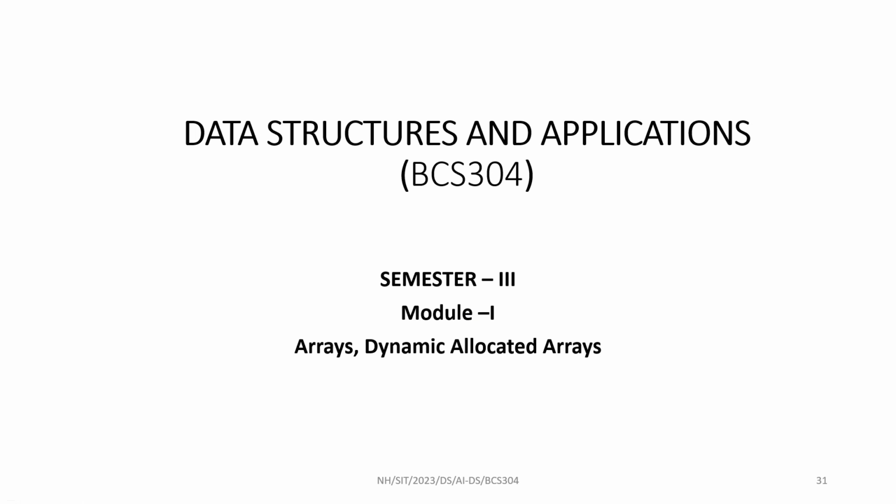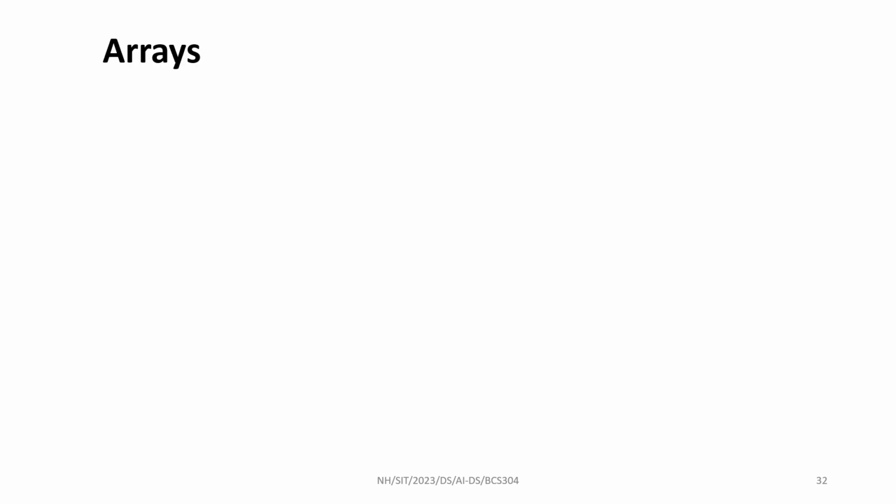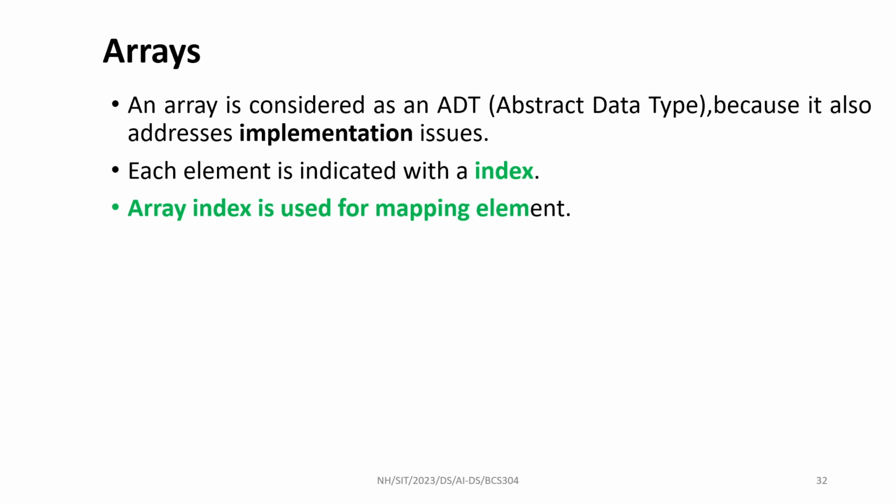Dear students, in this small video, we'll discuss arrays, how an array can be allocated at runtime, that is, dynamic allocation of memory to arrays. First of all, what is an array? An array is considered an ADT, which stands for abstract data type, because it also addresses implementation issues. The way in which you define arrays changes from one language to another.